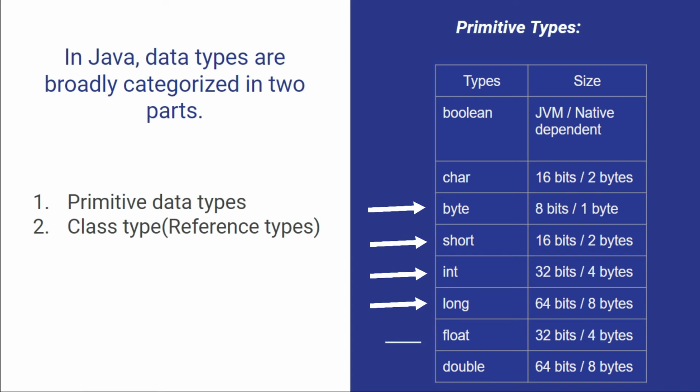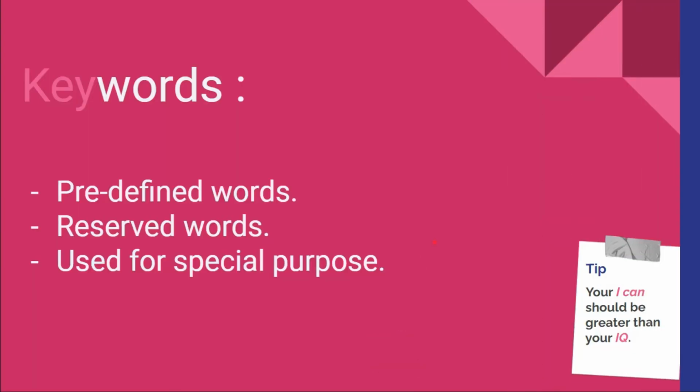The types byte, short, int, and long are integer types, whereas float and double are floating point types.